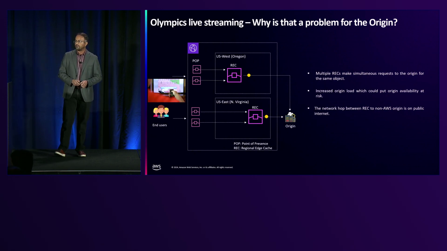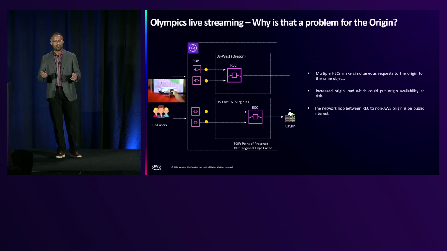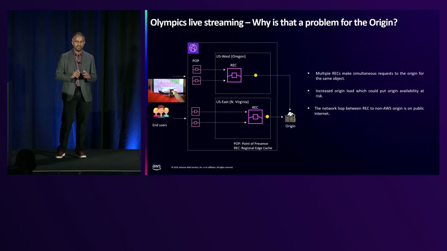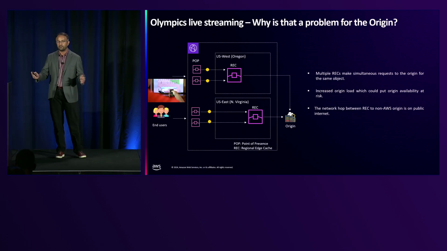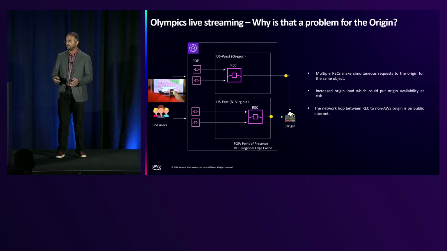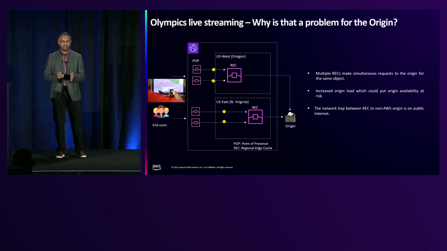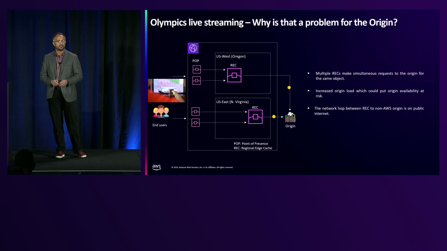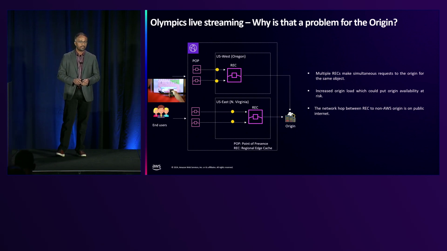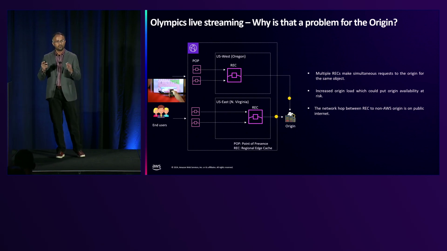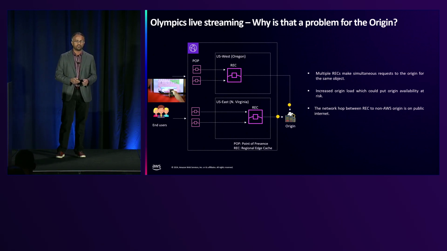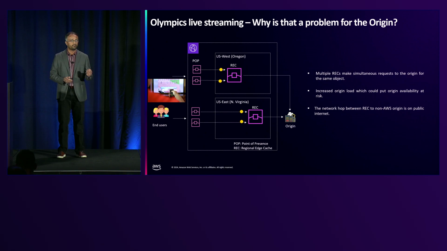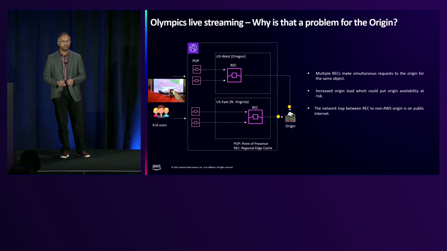Let's talk about the 100 meters finals, one of the key moments of the Olympics. There were 1 million customers watching and obviously 1 billion requests hitting our backend systems. Now, while the RECs do a great job of protecting our origin from the traffic, the reality is there's still a lot of requests that make their way to the origin. And what's more is that when 2 RECs are making a request at the same time, they're most probably asking for the same object. This could pose an availability challenge for the origin.